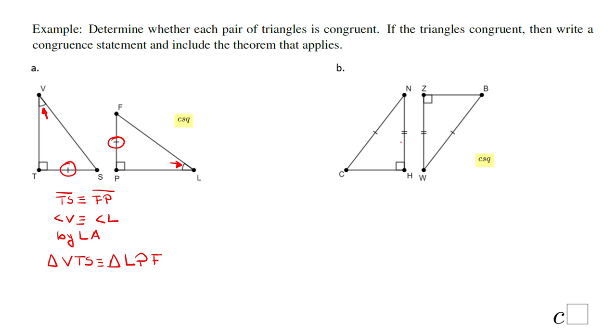Let's take a look at part B in this example, and we notice these two parts are congruent. These are the hypotenuse, and these two parts are congruent. They are marked the same. So this is going to be a hypotenuse-leg congruence theorem for this right triangle. So we have NC congruent with BW, then we have NH congruent to WZ.